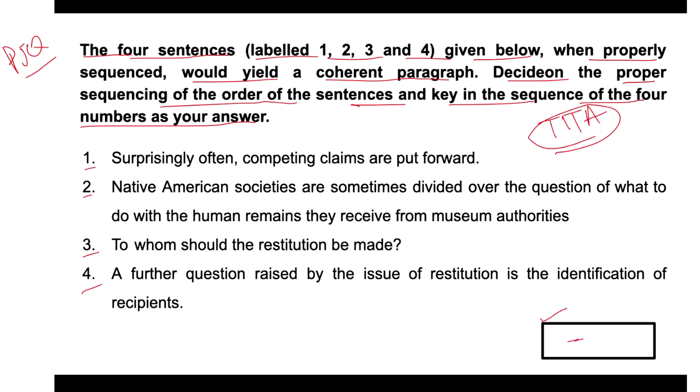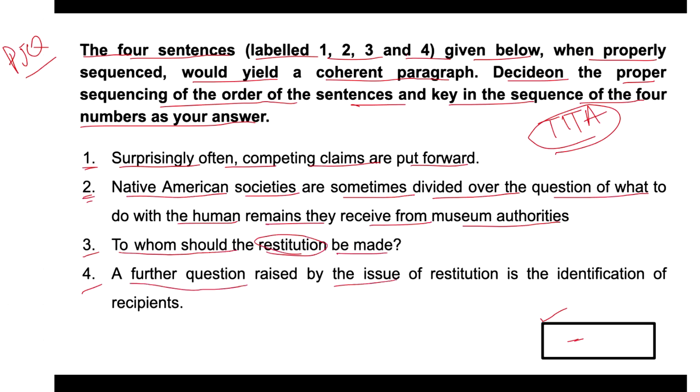The first sentence states, surprisingly often competing claims are put forward. The second sentence states, Native American societies are sometimes divided over the question of what to do with the human remains they receive from museum authorities. Third, to whom should the restitution be made? And fourth, a further question raised by the issue of restitution is the identification of recipients. Please note it down.